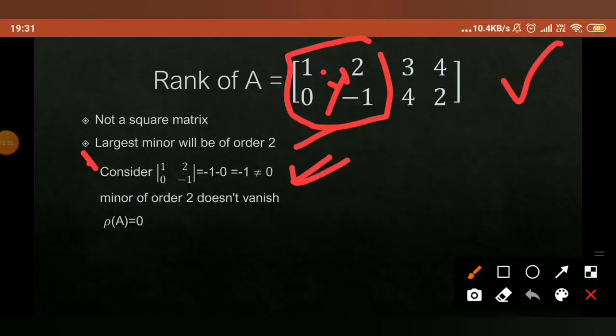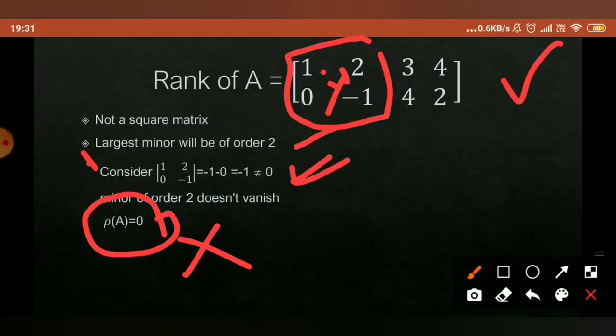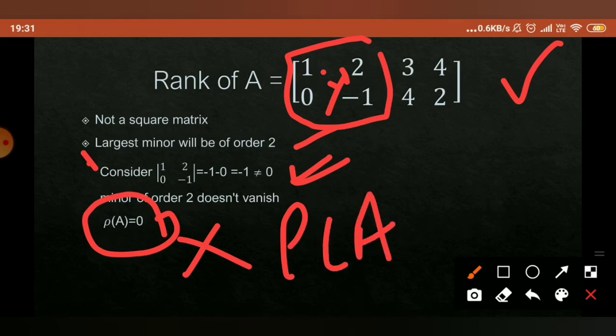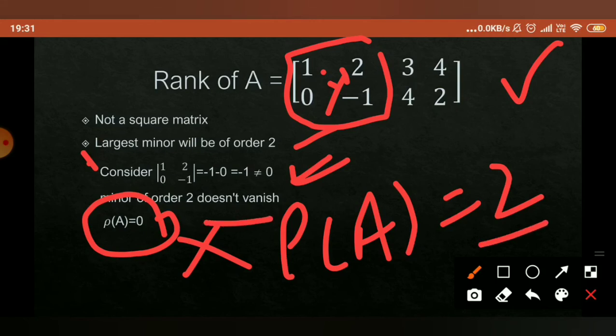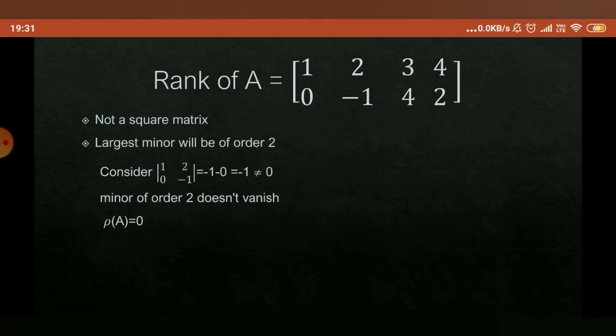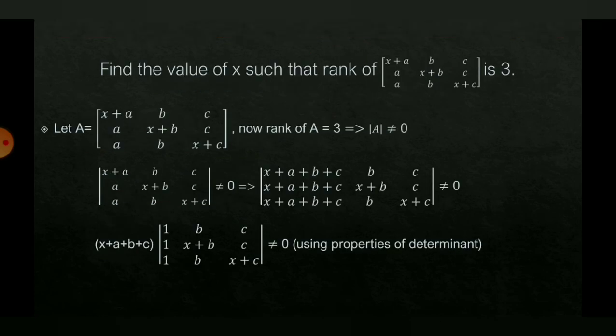there is a mistake in this, so this is not correct. Rank of A is 2, right? Because the minor of order 2 does not vanish, and the order of the minor is the rank. Order of which minor? Which does not vanish, right? So this was again a question. Now these were the questions of finding rank.